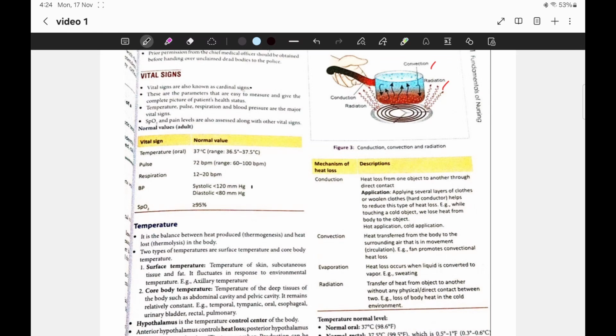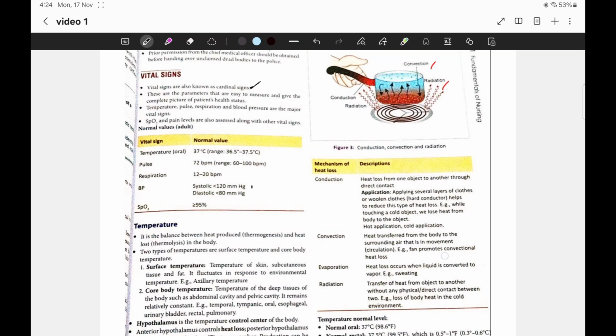We are discussing the vital signs. Vital signs are also known as cardinal signs. Cardinal means important signs. They help doctors and other health professionals in the diagnosis and treatment of the patient, as well as in assessing the health status. So a vital sign is an important cardinal sign which is helpful to assess the health status of the patient.